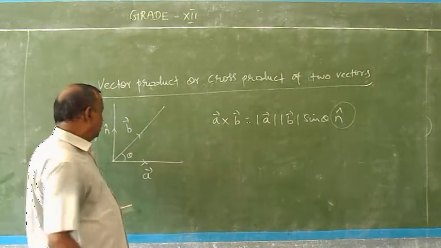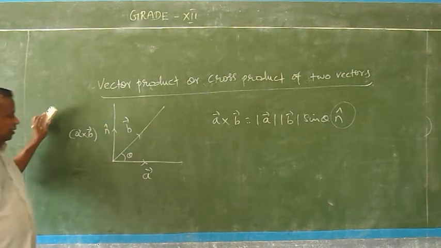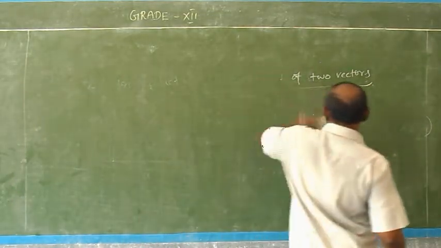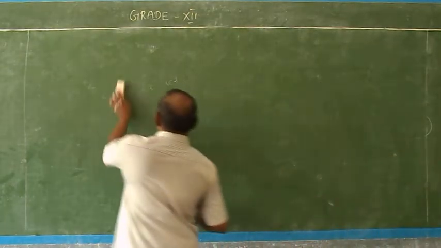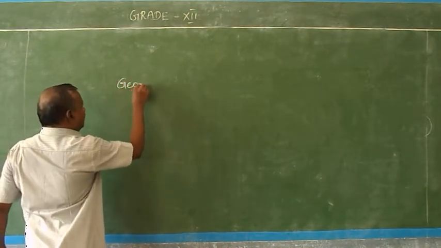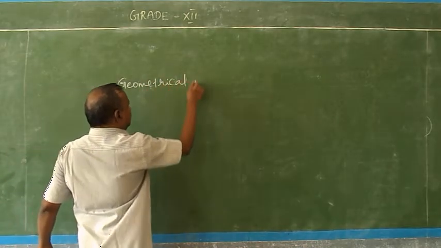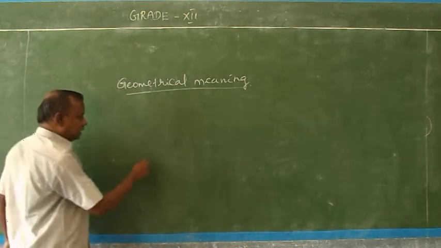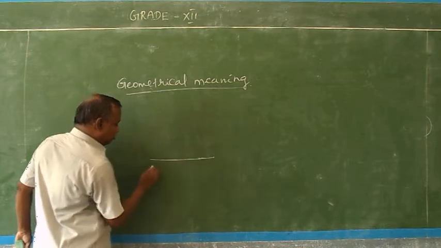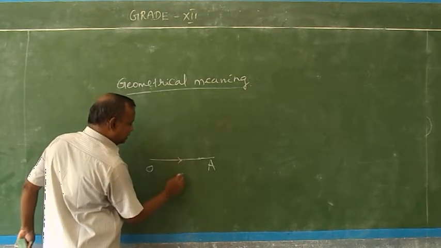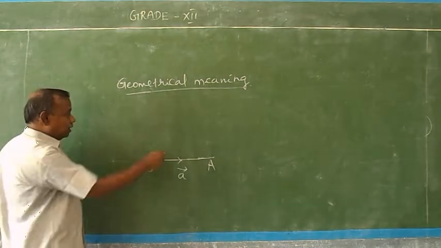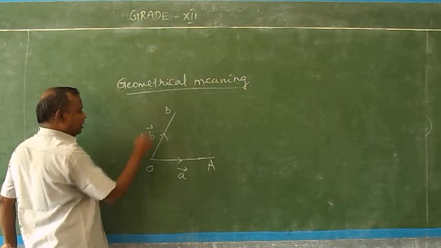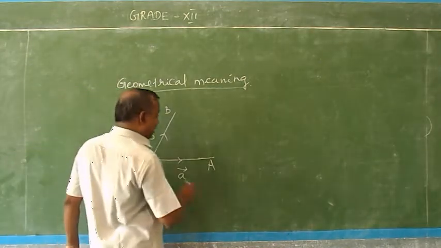Now, geometrical meaning of A vector cross B vector. Consider OA vector equal to A vector and OB vector equal to B vector. Complete the parallelogram OACB.